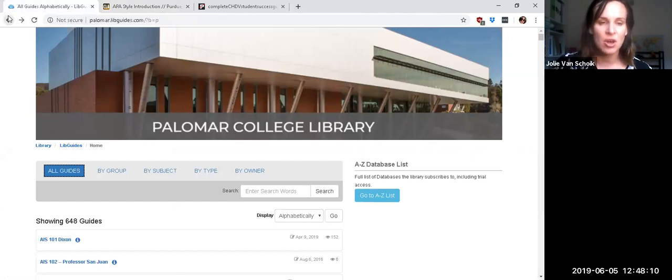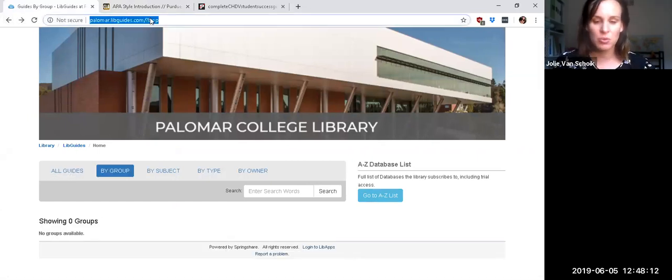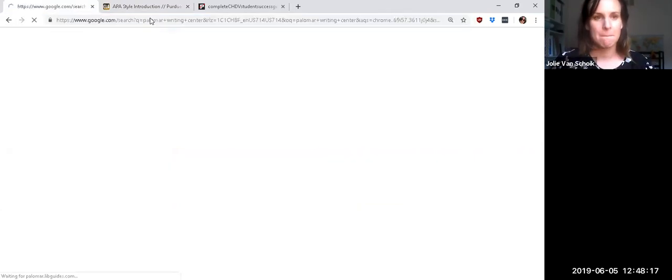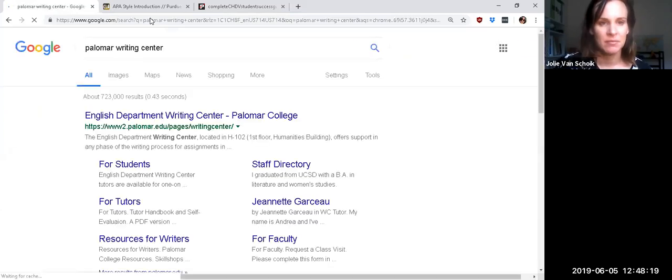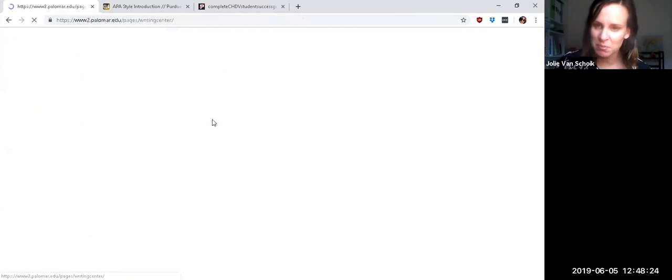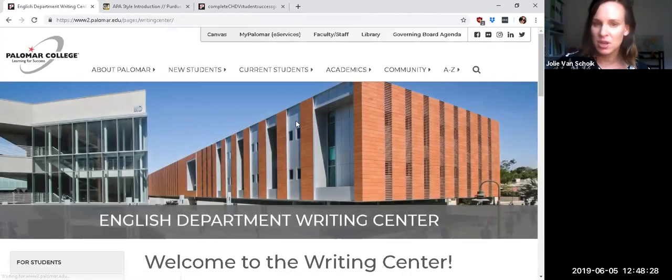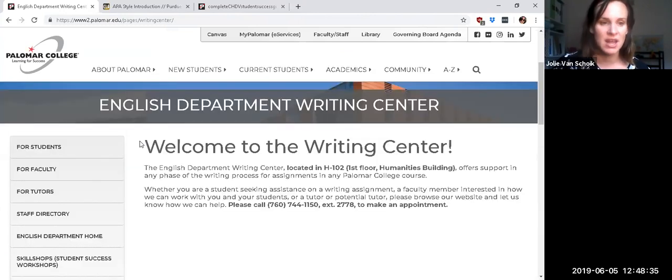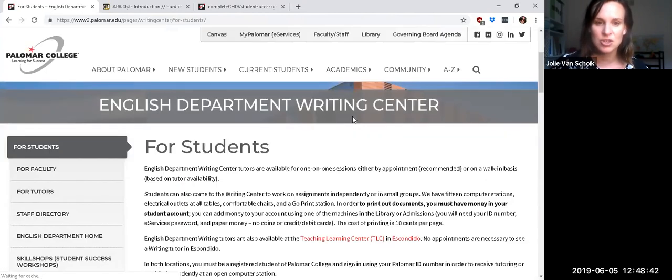And then also at Palomar College, we also have our English Department Writing Center. And it's not just for English Department majors, it's for anybody who needs to be able to write. And writing is a big component of any kind of multidisciplinary or liberal arts education, and it's also going to be a big part of this class. So if you need a little bit more support, this is the English Department Writing Center's website.